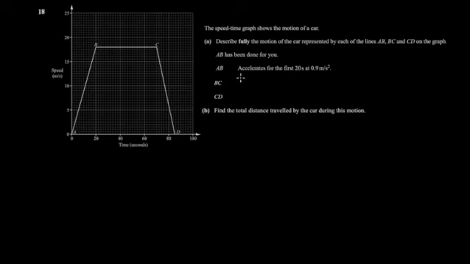Here AB is done for you. This is acceleration for the first 20 seconds at 0.9 meters per square second. So this one is the acceleration rate. They're very specific about the way that they're writing it. Now for this one, you actually see that the speed is not changing. If the speed is not changing, it means that this is a steady speed. So you can say constant speed motion, or maintains a steady speed. You actually have to say what the speed is.